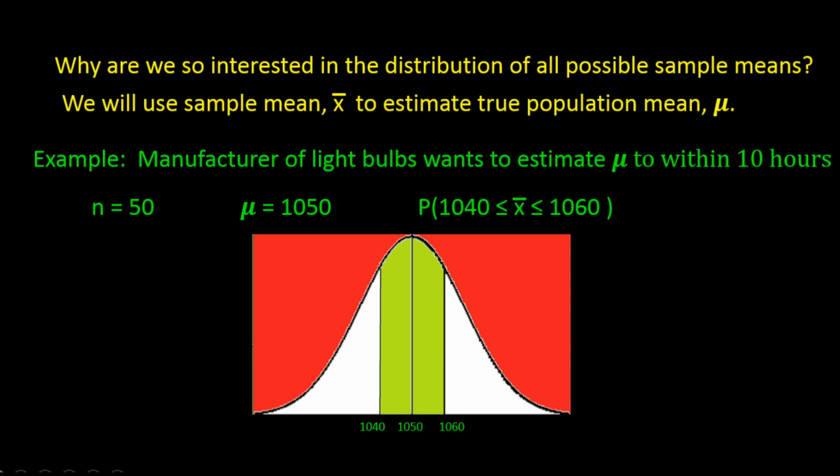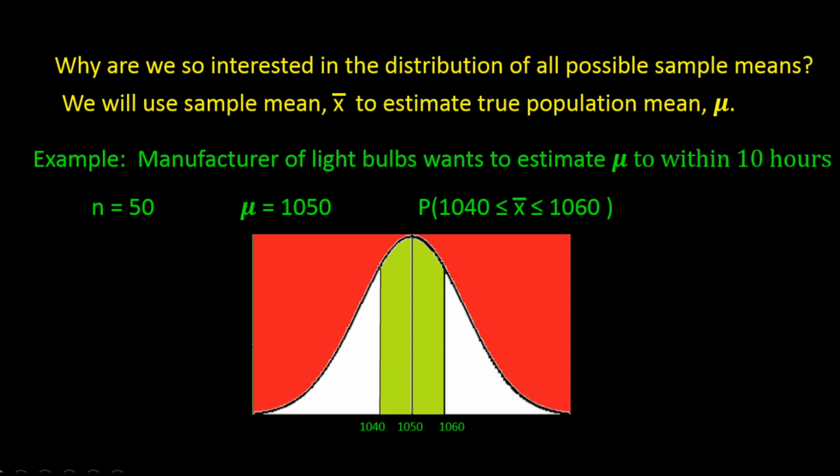Again, in real life, we don't know what the true population mean is, but to understand how sampling distributions help us, we need to assume that we have this knowledge, that we know that the true population mean is 1,050. So going back to this distribution, you can see the shaded area under the curve is the probability of obtaining a sample with a sample mean of between 1,040 and 1,060 hours when the true mean is 1,050.